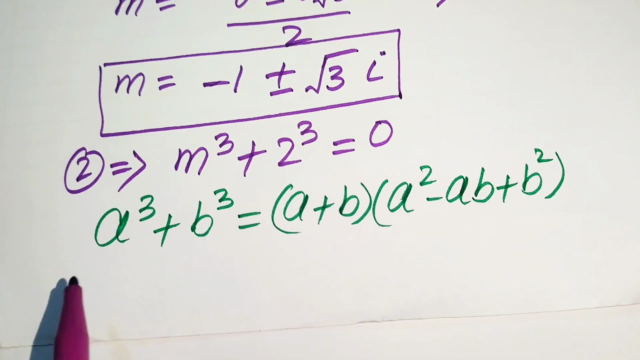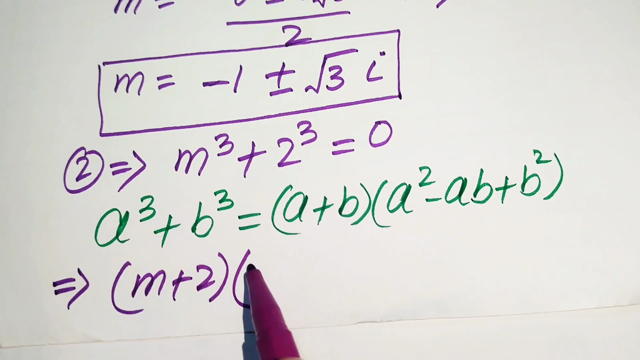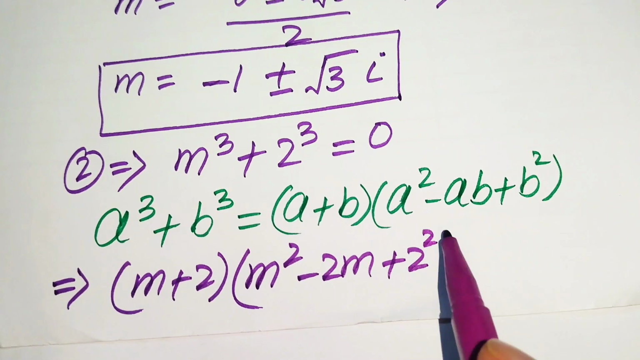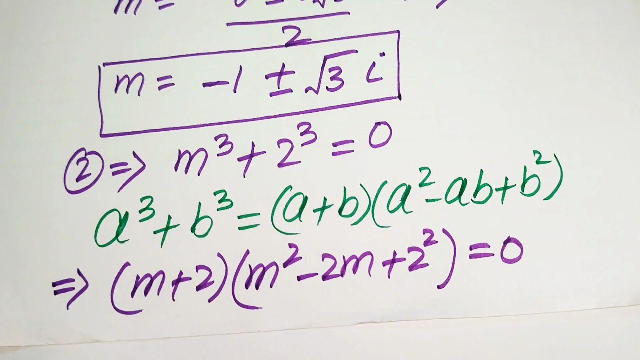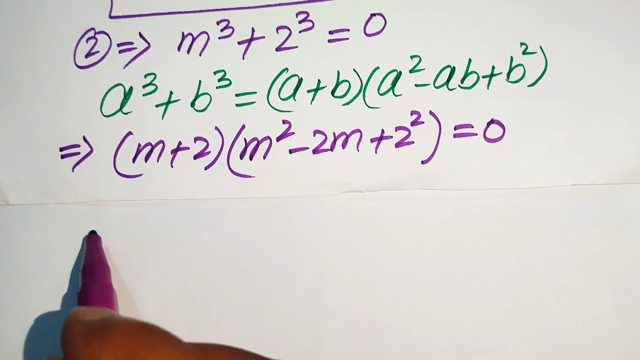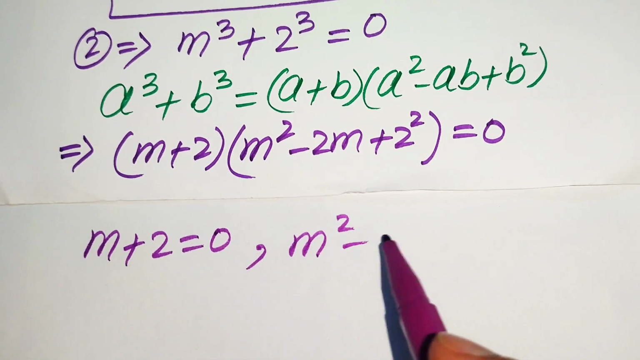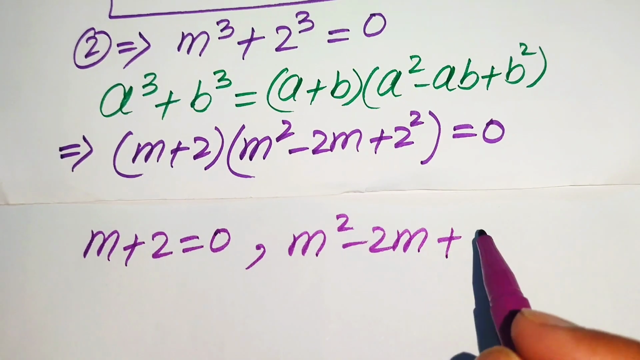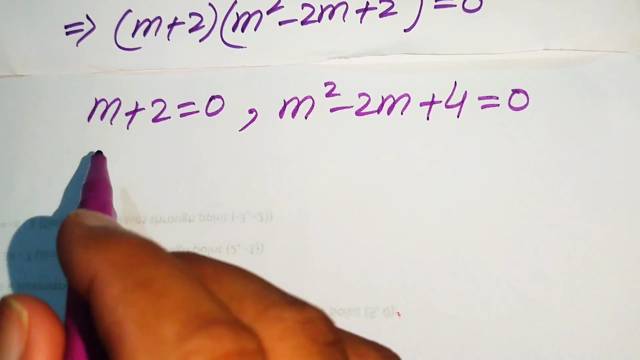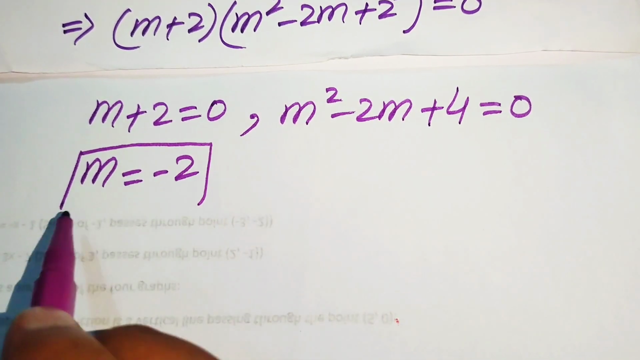Okay, so when we use this formula, it will be written as m plus 2 times m square minus 2m plus 2 square equals to 0. And now in the next step, we need more simplification. So we write this m plus 2 equals to 0, and m square minus 2m plus this 2 square is 4 equals to 0. So here from the first case we easily get the value of m is minus 2. So this is the second real root of the given equation.